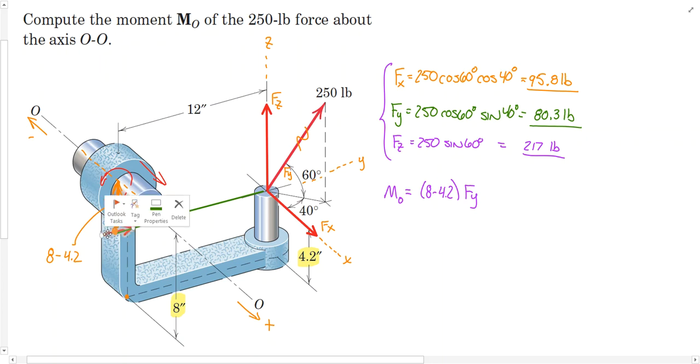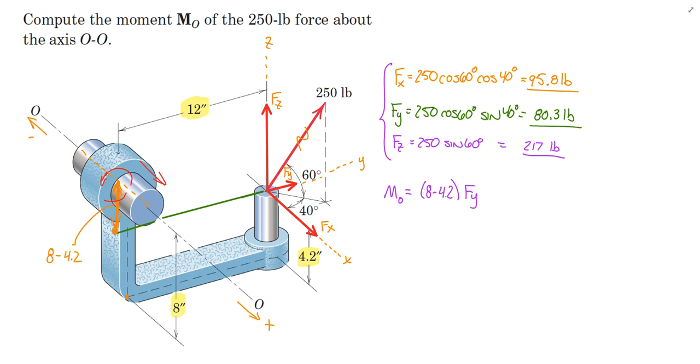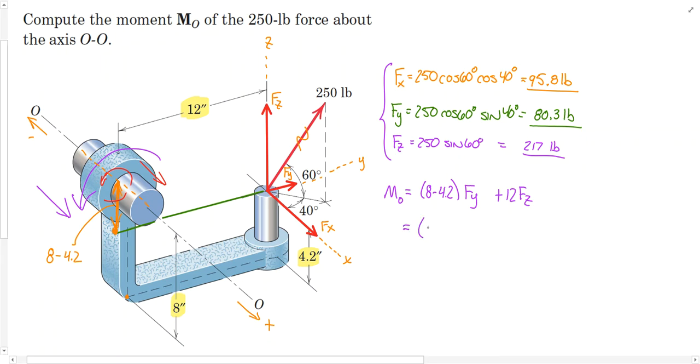Let's put that component back where we got it. And then if we think about Fz, its distance is easy to see, it's 12 inches. As it goes past the O-axis, it is also going to create a moment that has this tendency to go around so that it gives us a positive directed moment. So this will be plus 12 times Fz. So this is equal to 8 minus 4.2 times 80.3 plus 12 times 217. And MO is equal to 2,900 pound-inch.